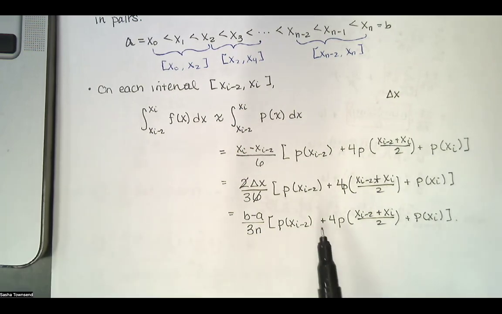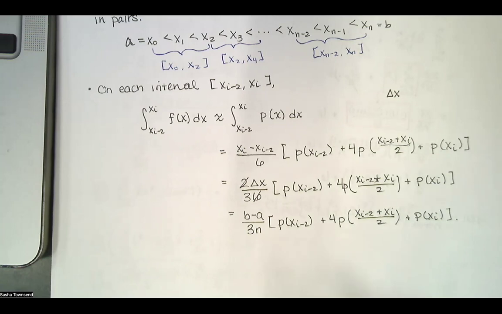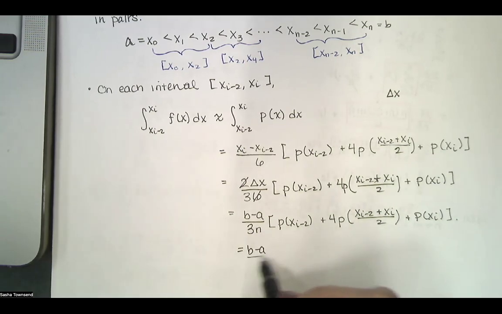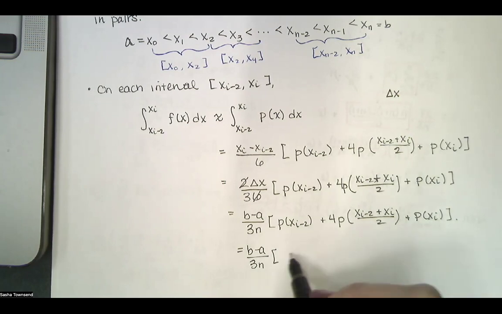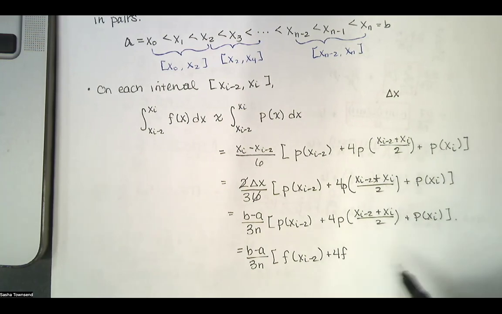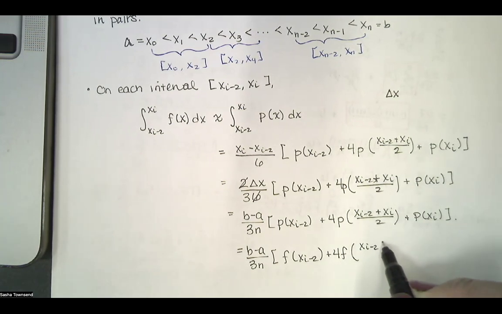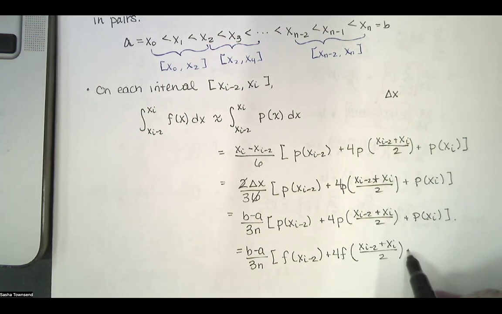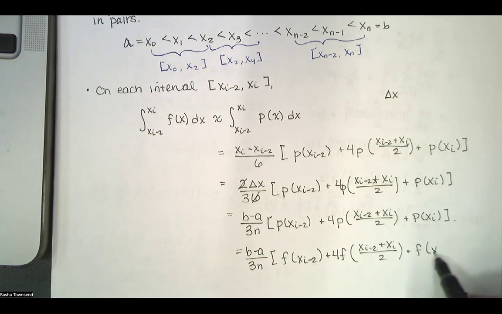Since we're going to require our polynomial to pass through 3 points, the 3 points on the original curve for f of x, the function values for the polynomial are equal to the function values for the original function. So this is going to be b minus a divided by 3n times the function value at x sub i minus 2, plus 4 times the function value at that average x value on the interval, plus the function value at the endpoint of that interval.